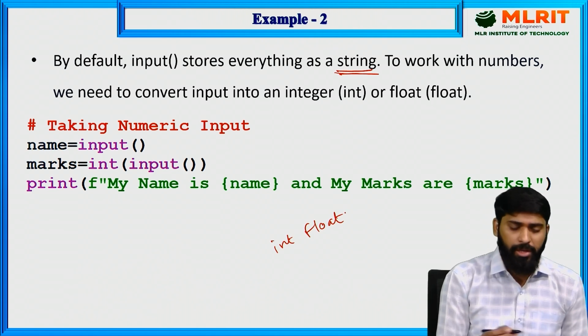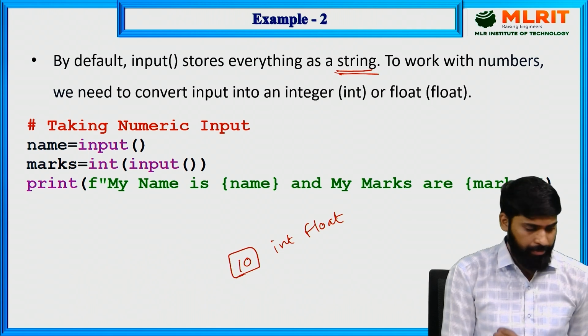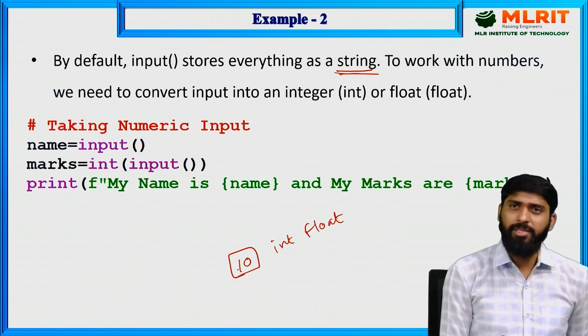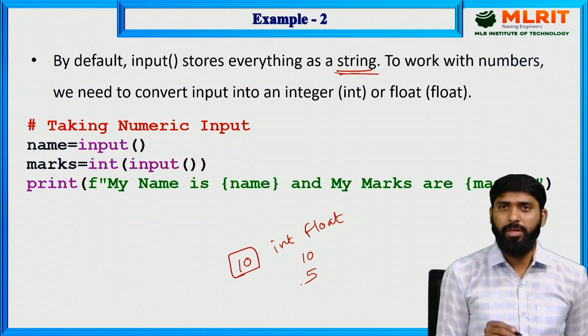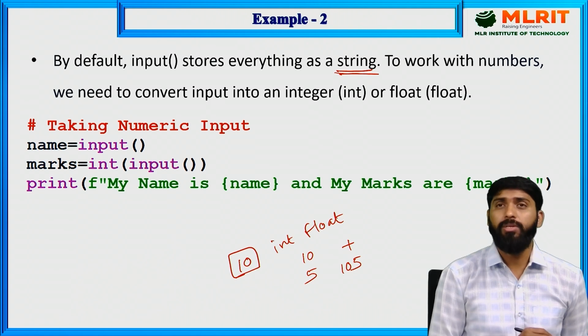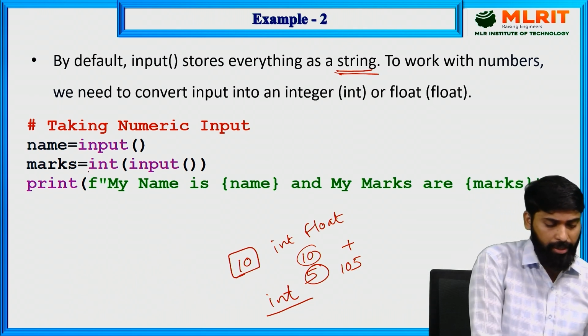So for example here, if I read the data 10, now this 10 is a string. I use this 10 as a string only. If I read two values 10, 5, those are in string format. If I perform addition, then it prints 105. If I want to perform arithmetic operations, then I convert this 10 and 5 into integer. For that we use the int function here.